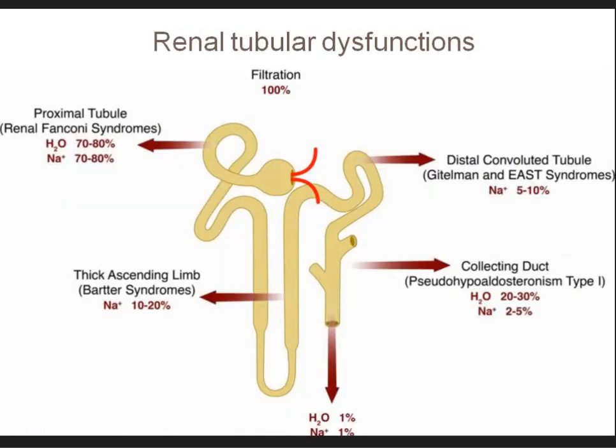So, to summarize all these diseases which we have studied: in the proximal tubule, Fanconi syndrome, where the absorption of substances is not taking place. Thick ascending limb, Bartter syndrome, where sodium, potassium, chloride is not being reabsorbed. Then Gitelman and Liddle syndrome in the distal convoluted tubules, and there is pseudohypoaldosteronism. When there is hypoaldosteronism, it causes a decrease in the reabsorption of sodium.